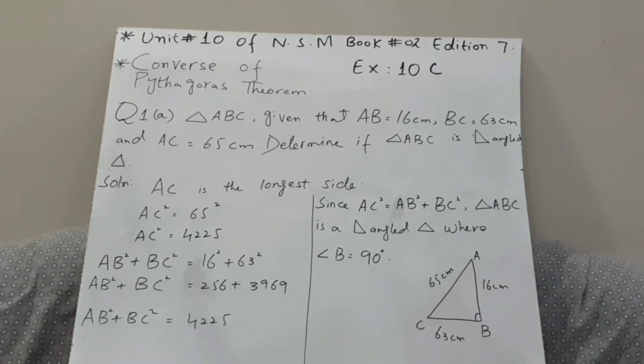for this, what we have to do is identify the longest side first, take its square, and then take the sum of the squares of the remaining two sides which are given. If it comes out equal to the square of the longest side, it means it is a right angle triangle, which is what the Pythagoras theorem says. At the end we have to identify where the 90 degrees will be. In this case, 90 degrees will be at angle B.